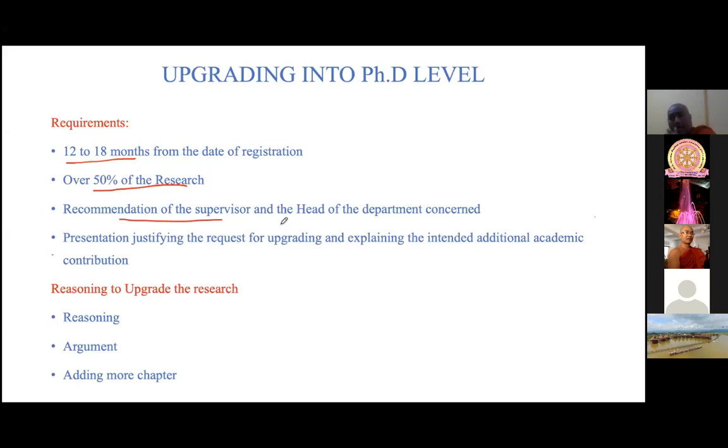They studied their research at MPhil level and then tried to upgrade it, but their supervisor didn't accept it. Their supervisor didn't give a recommendation. So those students had to complete their research as MPhil. Maybe they completed it or not, I'm not sure, but at least their supervisor didn't give a recommendation. So this one is very important.